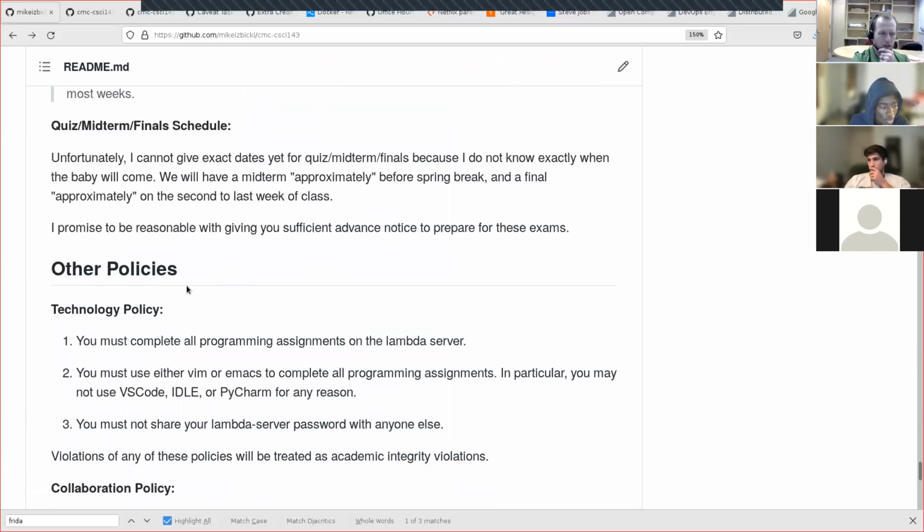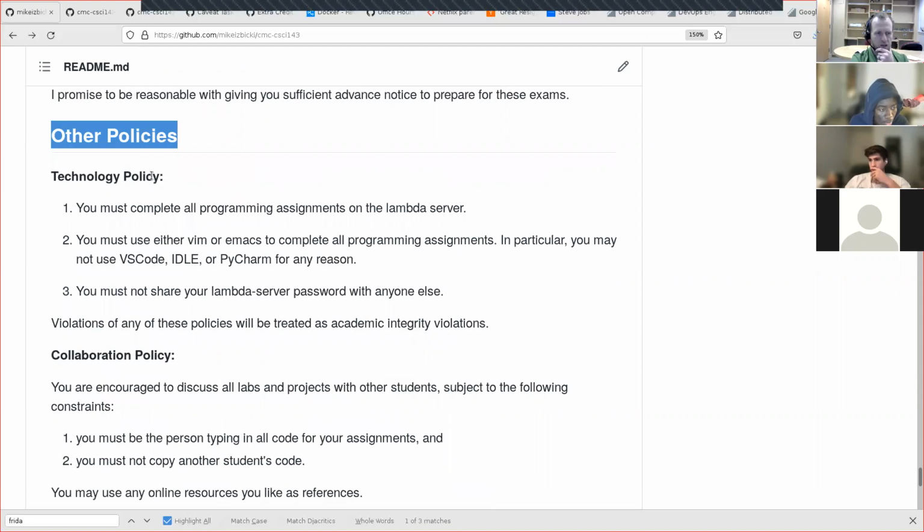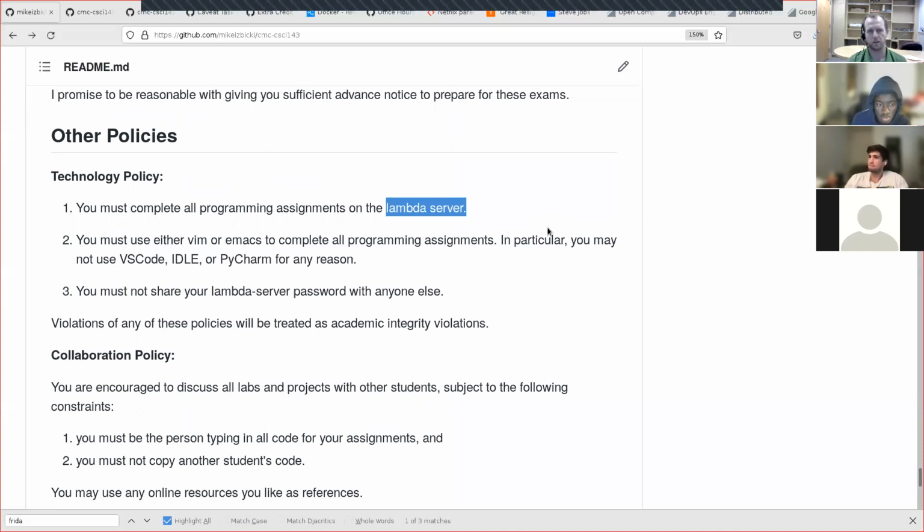Okay, so last, other policies. In this class, you should have gotten an email about login credentials to the Lambda server. Starting on Friday, we'll be going into detail about how to use the Lambda server. If you've never used a Linux system before on the terminal, then I'll have some review material for you to reference. But everything in this class has to be completed on the Lambda server, and you're not allowed for any reason to use a different system.